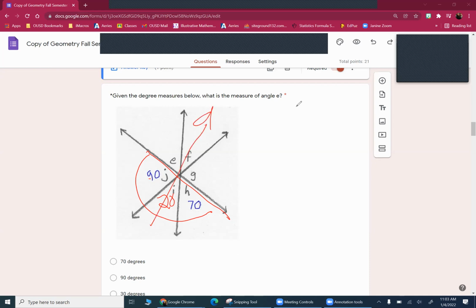I got vertical angles here. So the F has to be 90, vertical angles. The G has to be, wait, wrong. That should be 20. And then this one, once again, I got vertical angles. This has to be 70. So 70, 20, and 90. And so they're asking for angle E, which is this angle right here. And so it's 70. All right.